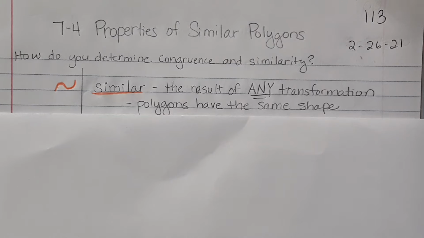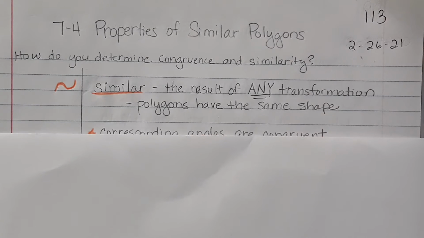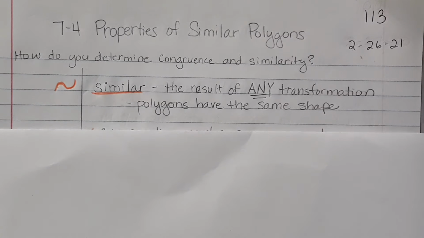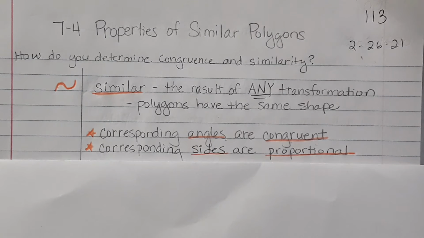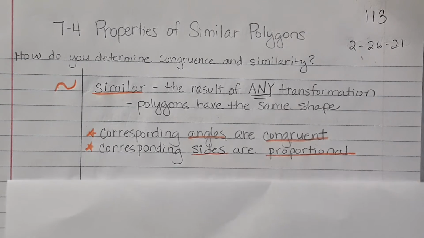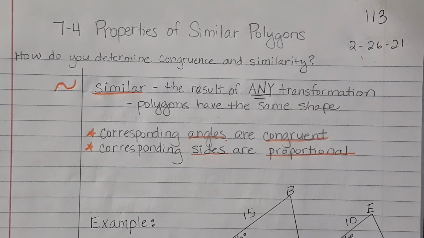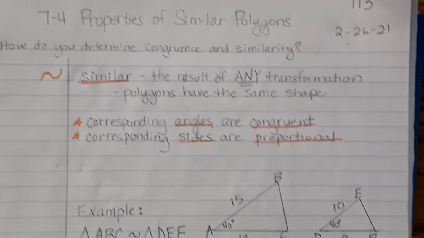So similar means that the polygons have the same shape. It's always going to be the same, just not necessarily the same size if there's a dilation. If we have similar polygons, the corresponding angles are congruent and the corresponding sides are proportional. So we have looked at this last lesson. We're just looking at it in a little bit more detail.